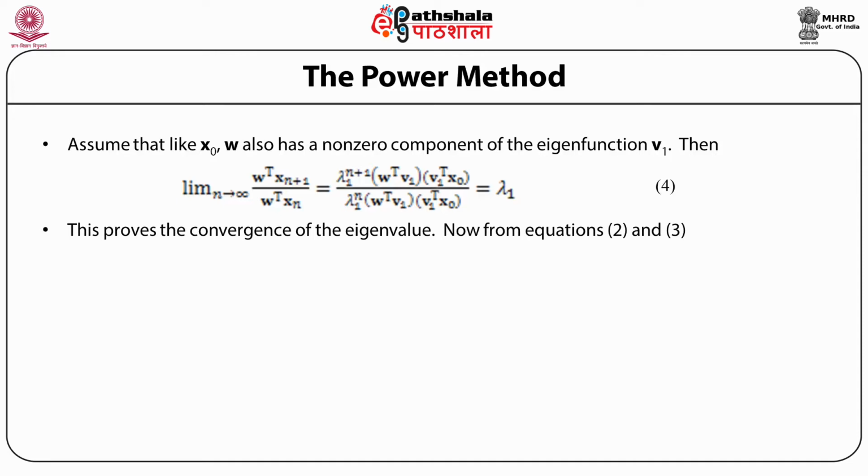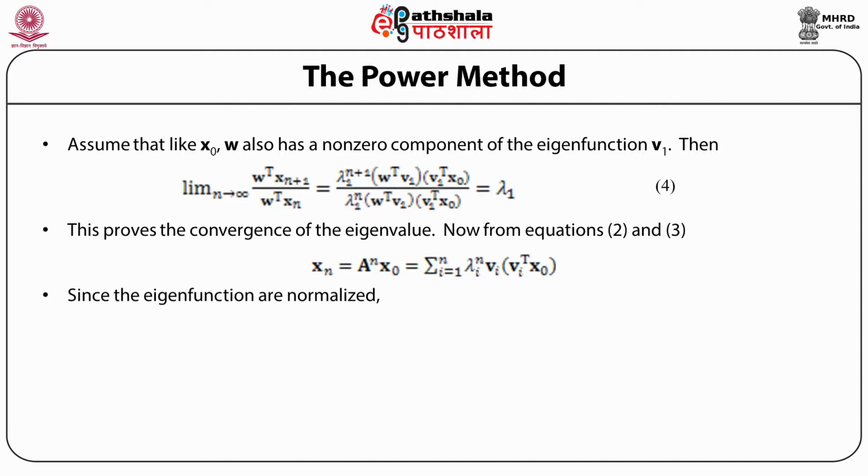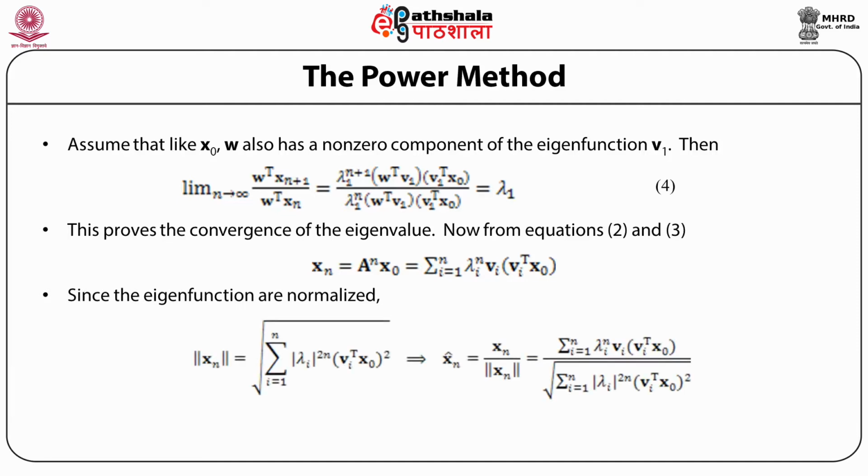So from the second and third equations, we get xn = A^n x0 = summation i equals 1 to n of lambda i^n vi vi^T x0. Since the eigenvectors are normalized, the norm of xn equals the square root of summation i equals 1 to n of |lambda i|^(2n) (vi^T x0)^2.